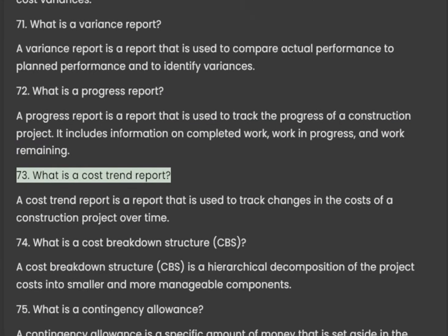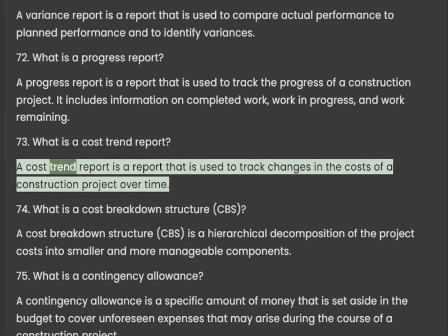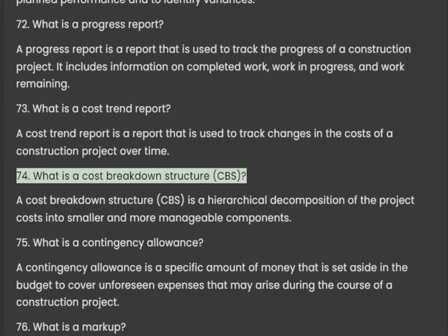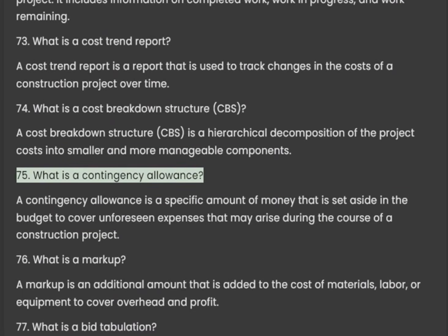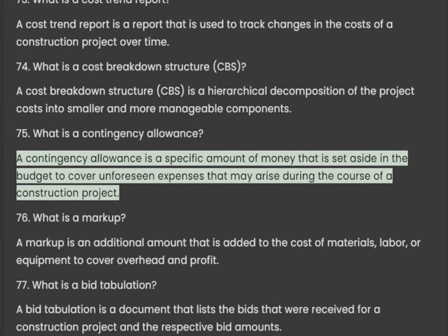73. What is a cost trend report? A cost trend report is a report that is used to track changes in the costs of a construction project over time. 74. What is a cost breakdown structure? A cost breakdown structure is a hierarchical decomposition of the project costs into smaller and more manageable components. 75. What is a contingency allowance? A contingency allowance is a specific amount of money that is set aside in the budget to cover unforeseen expenses that may arise during the course of a construction project.